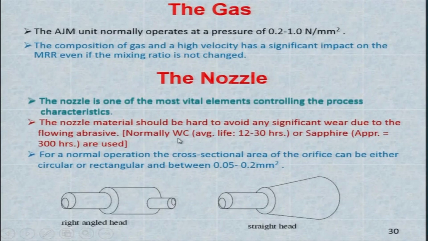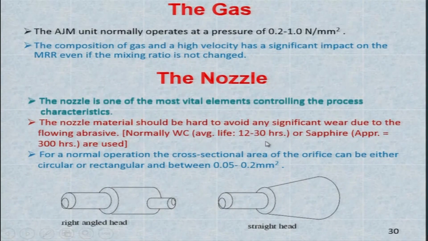Now, normally tungsten carbide material is used, and the average life is 12 to 30 hours. Or sapphire is used. Sapphire, you understand, is a gem, and it is very, very expensive. It is a very hard material, but more importantly, that material is very difficult to machine. So, to make a nozzle out of sapphire itself is difficult.